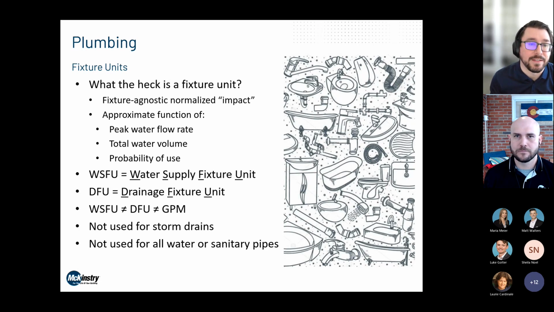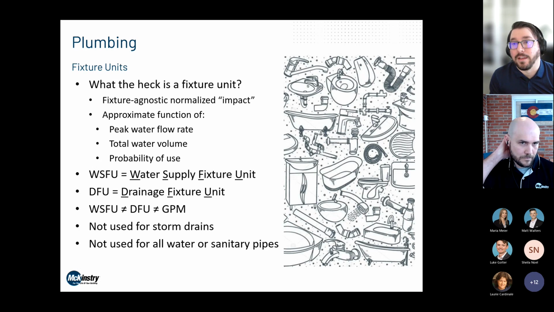So all you really need to know is that fixture units measure the relative impact of a fixture on the water system. Some quick definitions: water supply fixture units, WSFU, that's for the water side. Drainage fixture units, or DFUs, that's for the sanitary waste and vent side. They are not equal at all. They're not equal to each other, and they're not equal to GPM, which is what we might traditionally think of when we think of water flow, gallons per minute.